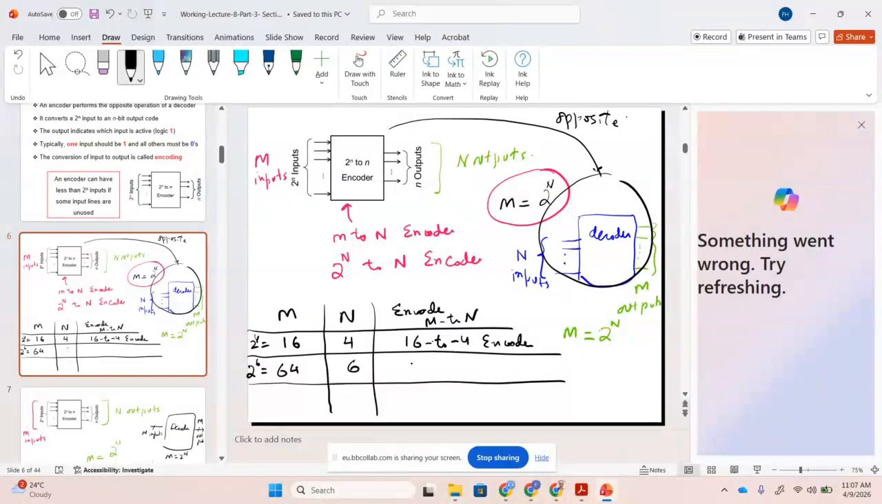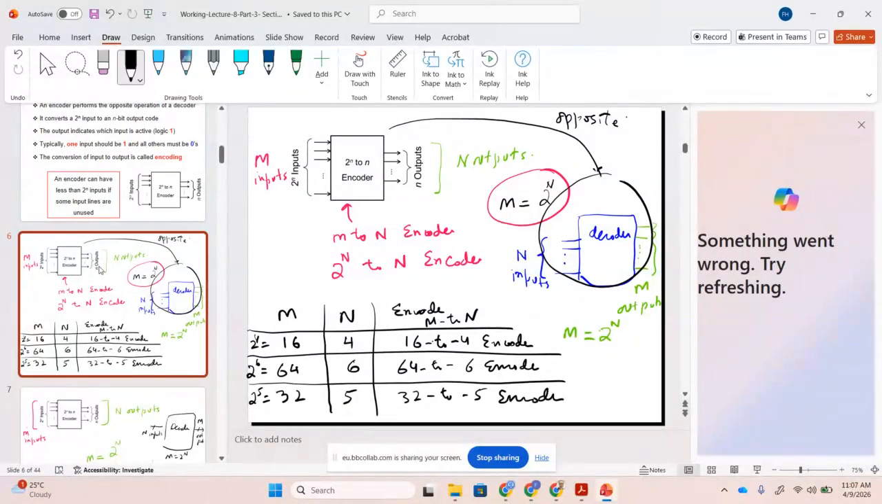So this is actually a 64 to 6 encoder. And let's assume M is 32. So basically 2 to the power 5 is equal to 32, so N is actually 5. So this is actually a 32 to 5 encoder. Any question? Should we proceed?